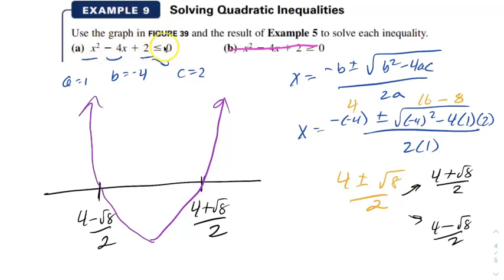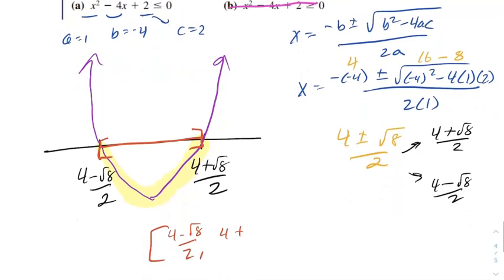And what do I want? I want my graph to be less than 0. So on this graph, where is it less than 0? Well, from here to here, where your graph is actually below the x-axis. So from here to here your graph is less than 0, which means your answer is the x values. Notice it's an equal to sign. So from here all the way to here, from 4 minus rad 8 over 2 to 4 plus rad 8 over 2, would be my answer.